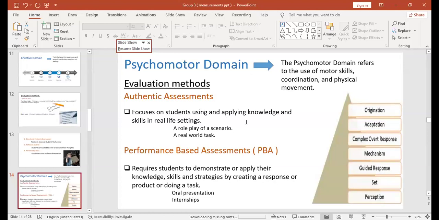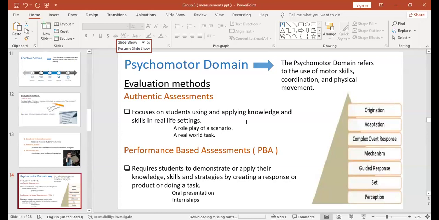And the second one, performance based assessment. Here also you can see it requires students to demonstrate or apply their knowledge, skills, and strategies by creating a response or product or doing a task. As examples, I put oral presentation and internship. Performance-based assessment is a method for evaluating students' understanding and progress in a performance-based manner.